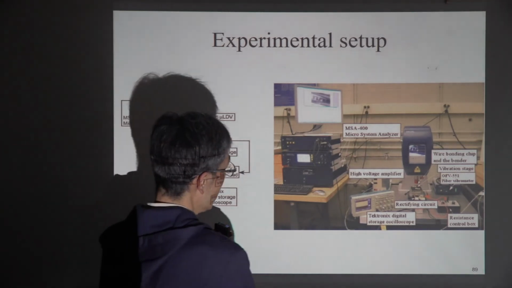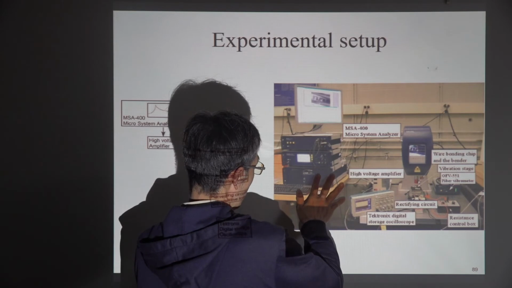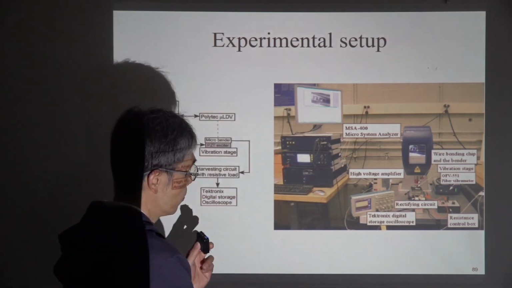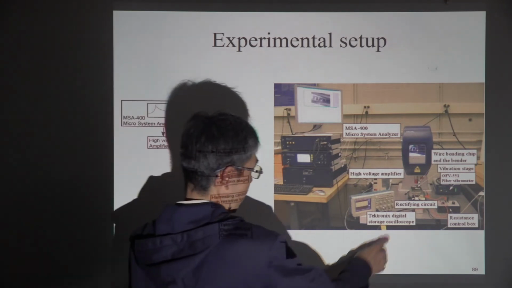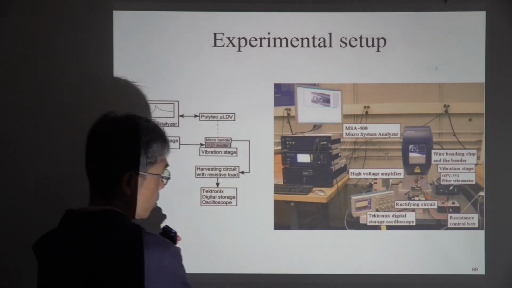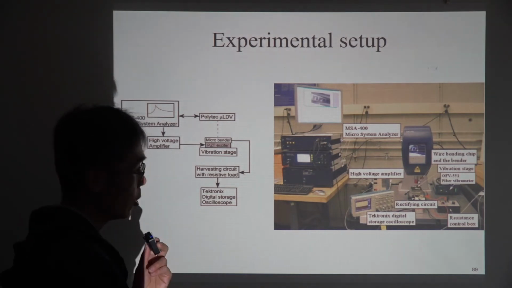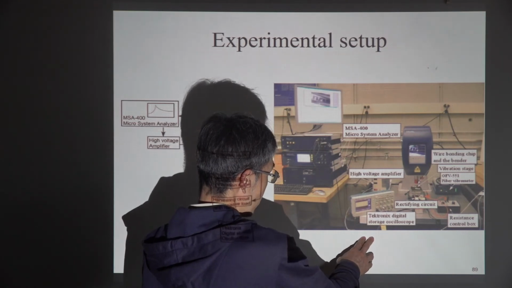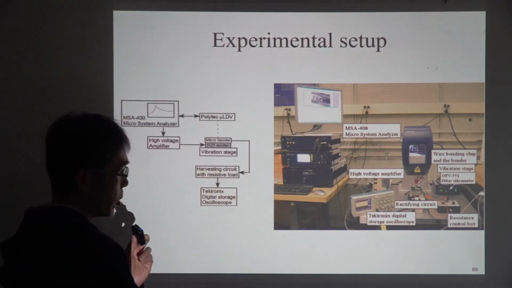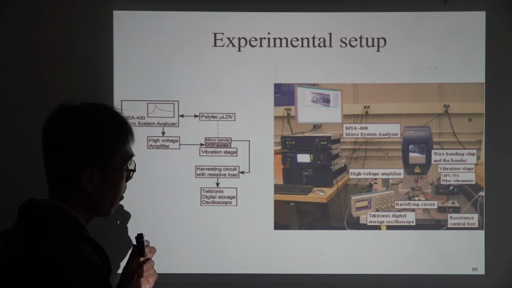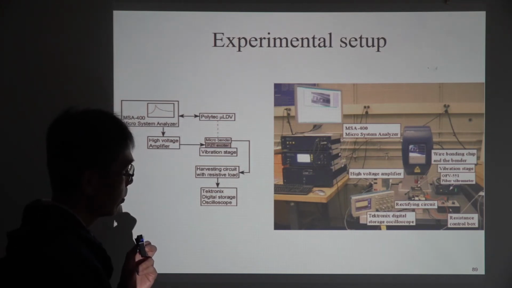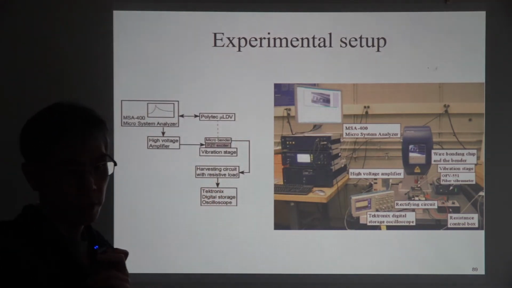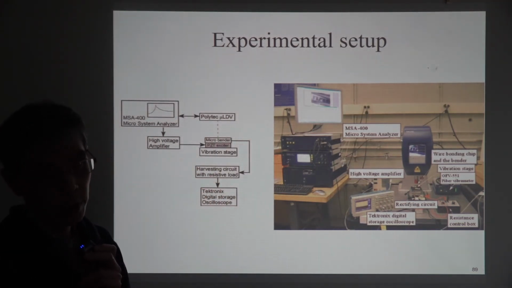And we need the voltage amplifier to drive the vibration stage. And they have the rectifying circuit to collect the electrical energy. And the voltage output could be monitored by the oscilloscope. And they have the resistance control box for the load resistor resistance matching.